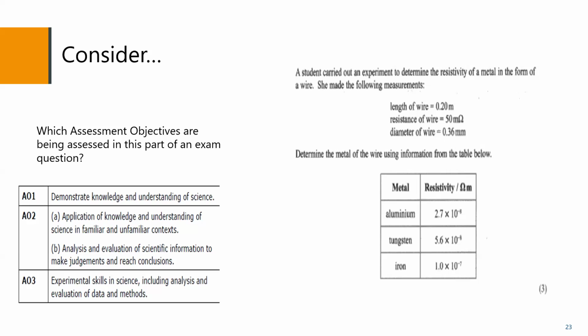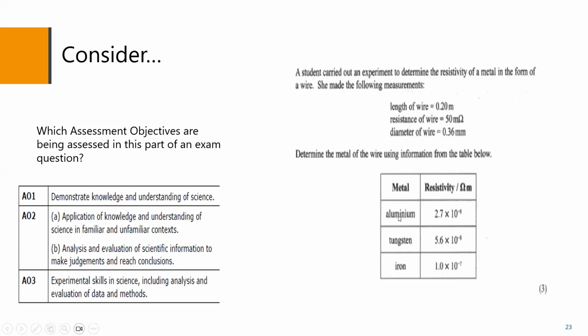Going back to our question on the screen, the answer is AO2B. The examiner report that went with this question suggested that this was the first question asked in the new specification which targets this new assessment objective, which is why I picked it as an example here. Remember, assessment objective 2 has been split into parts A and B, where A is the application of knowledge and understanding of science, and B is analysis and evaluation of scientific information to make judgments and reach conclusions. And that's what students are being asked to do in this question.